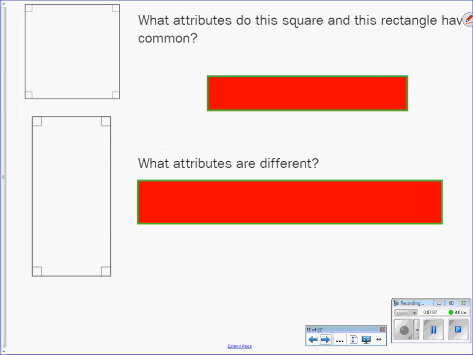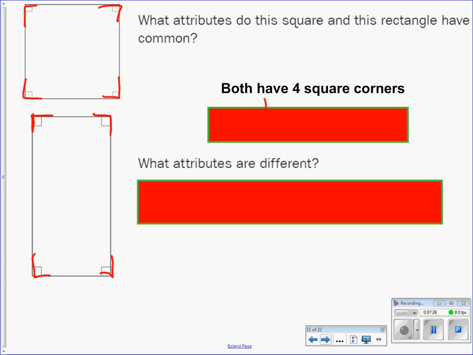What attributes does this square and rectangle have in common? Well, that should be pretty obvious here. We just talked about right angles. So we know they both have 4 right angles. We look right here. Okay, they both have 4 right angles, or 4 square corners.